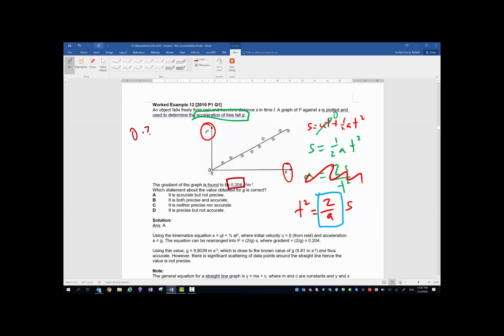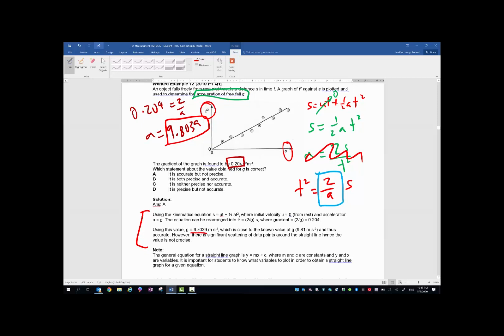So 0.204 equals 2 over a. Therefore, a is equal to 9.8039. So we know that acceleration due to free fall is 9.81. So this set of data gives you an a of 9.8039. So we can say that it is accurate. Okay, we can say that it is accurate. So everything I mentioned here is mentioned here. Okay, it is accurate.